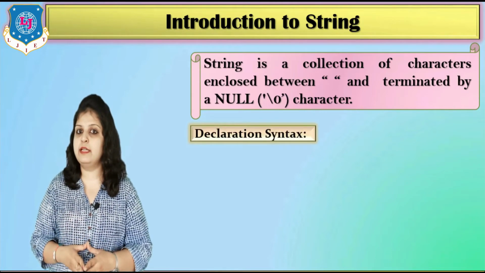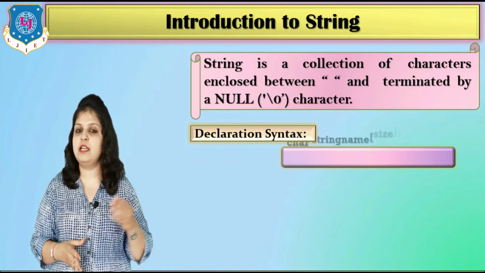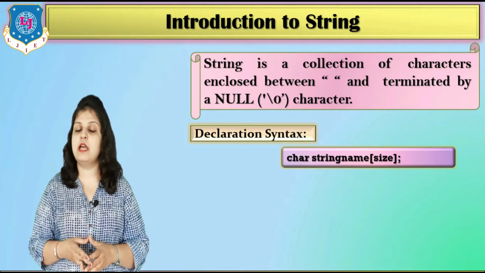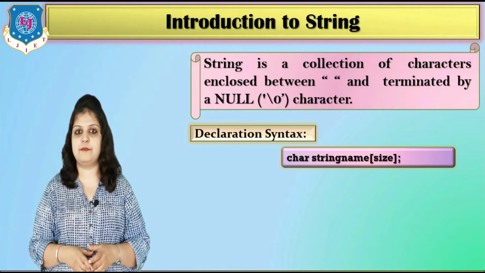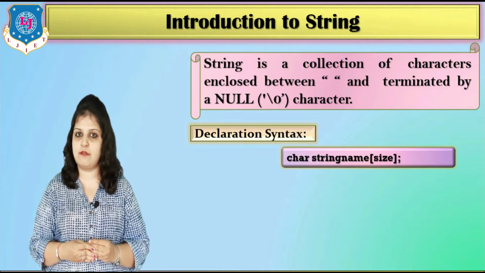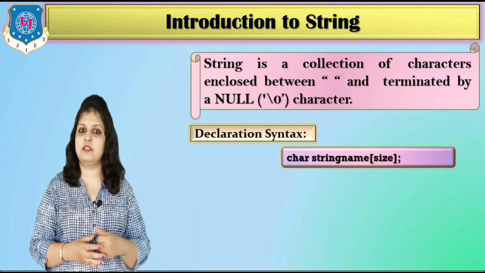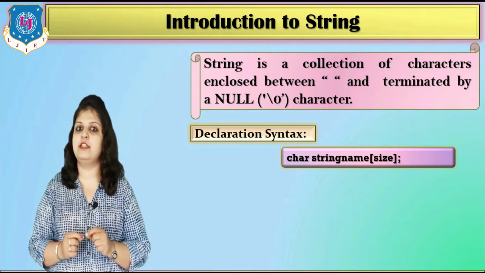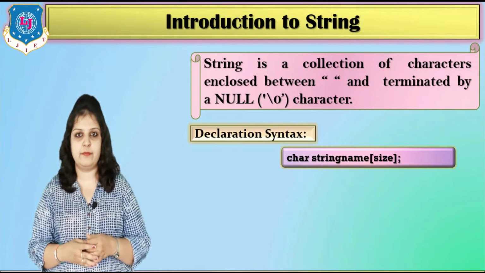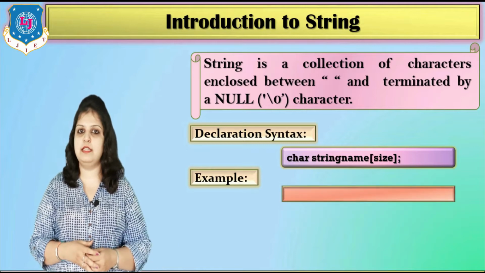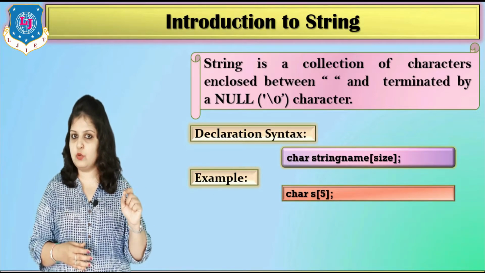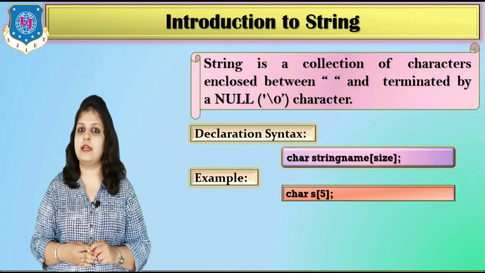Now, how can we declare the string? Just like the array, first of all we have to write the data type. But here we have to use only the character data type, because string is only for character arrays. So, write char, then the string name, and in brackets write the size, that is how many characters you want to store in the string. For example, here you can see char S[5] means in S string we can store a maximum of 5 characters.